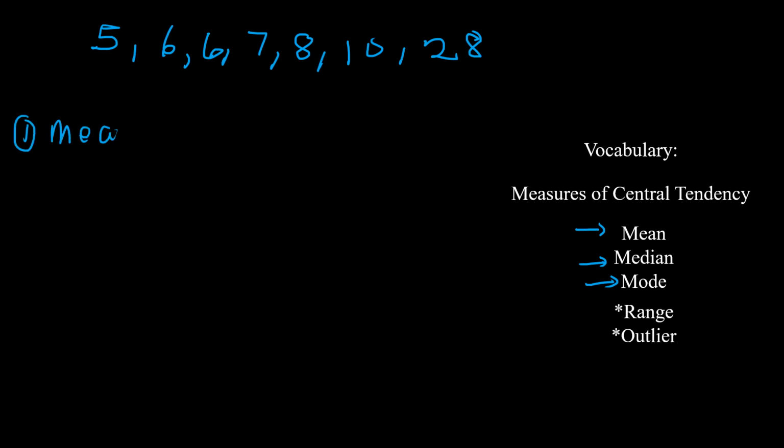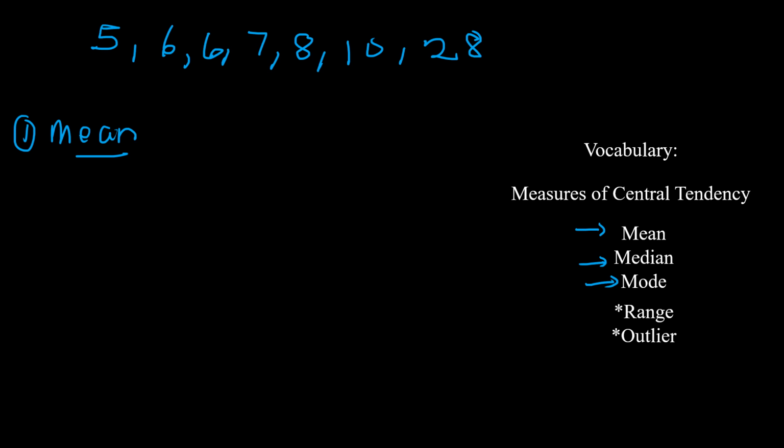All right, let's start our discussion with a set of data points. So I say 5, 6, 6, 7, 8, 10, and 28. Let's say these are our data points, okay? The first measure we're going to talk about is the mean. What does the mean look like here?